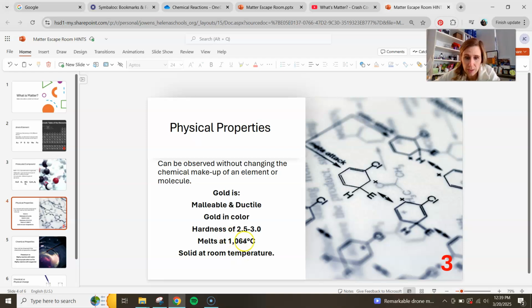It melts at 1064 degrees Celsius, so melting point would be a physical property. And then it's solid at room temperature. So when we talk about phase of matter, solid, liquid, or gas, this one's solid at room temperature.